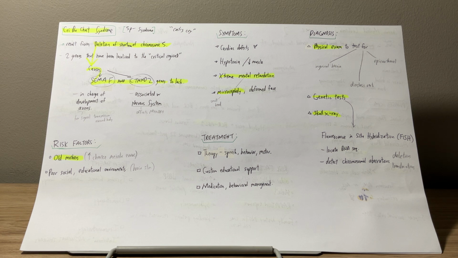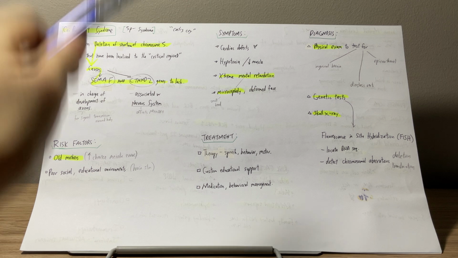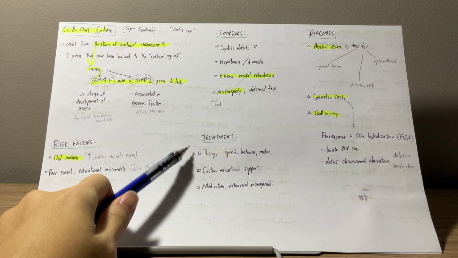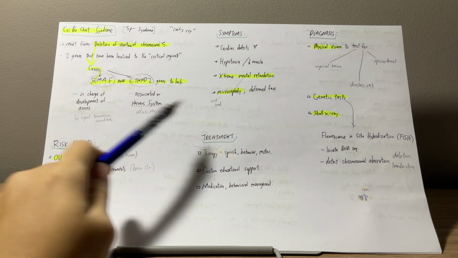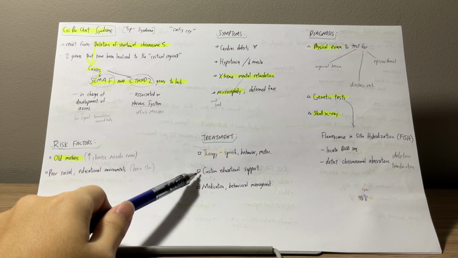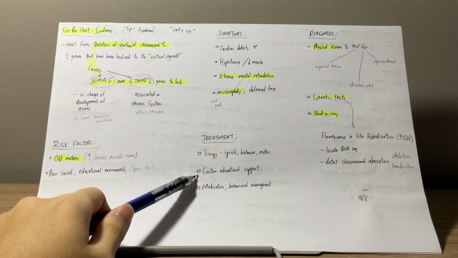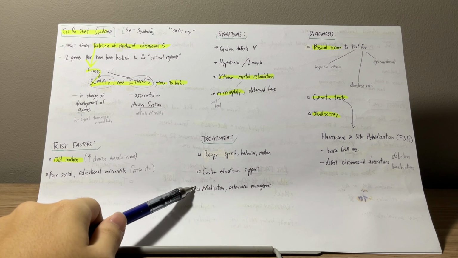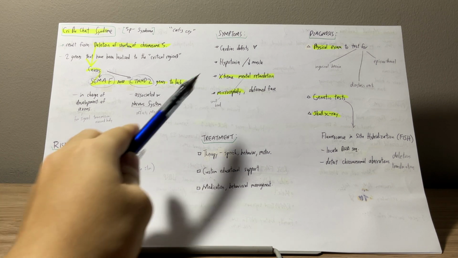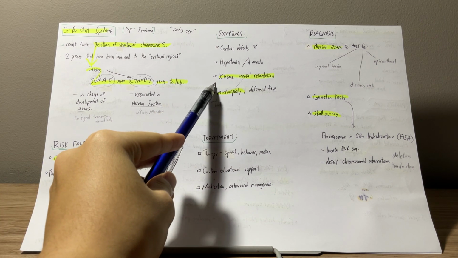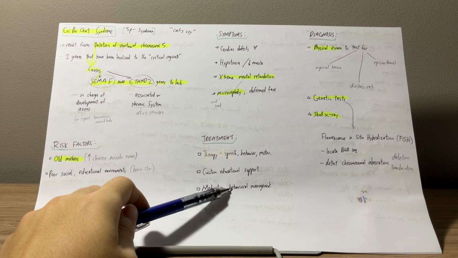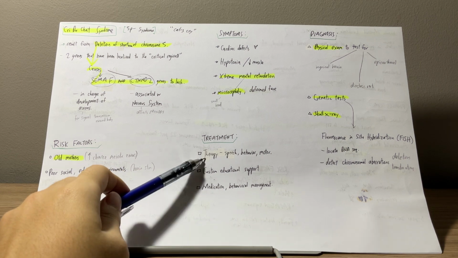And yes, let's move to the treatment. So we have therapy for speech, behavior, and motor. We have custom educational support. This is definitely going to be expensive. And also medication and behavioral management. Since again, one symptom is mental retardation, behavioral management has to be one of the treatments. It makes sense.